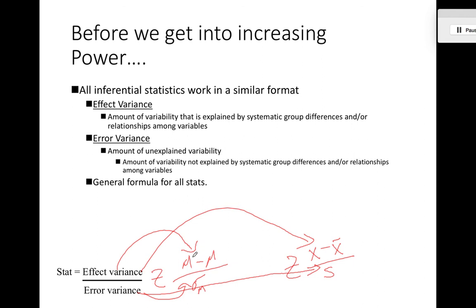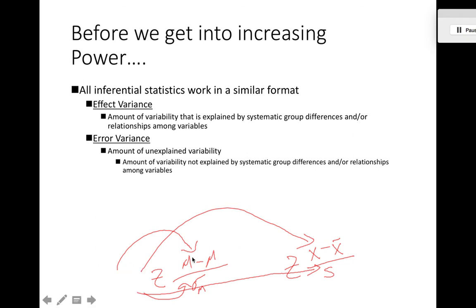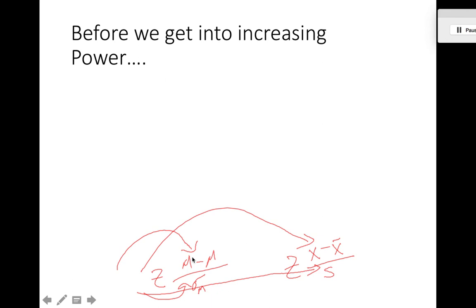This is the same general format for all statistical tests. So ultimately, when we think about power, power can be influenced by 6 particular factors. And I'm going to talk about those 6 particular factors in just a minute here. So let me just erase this very quickly.